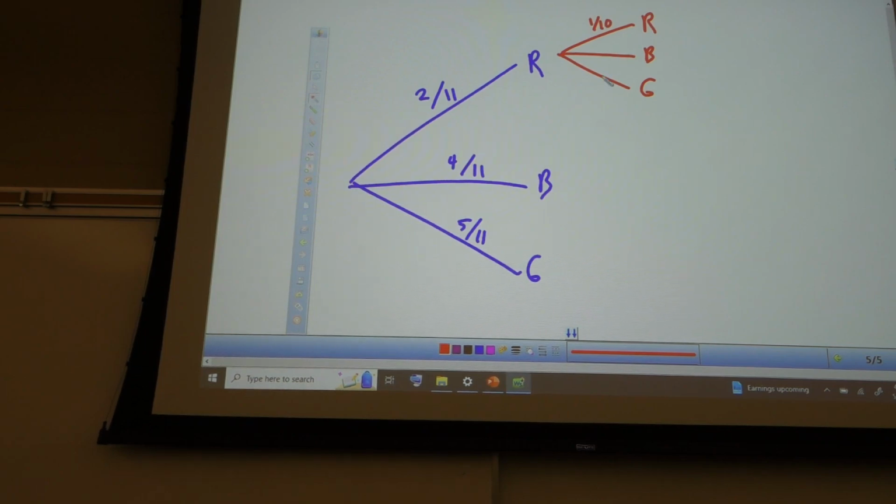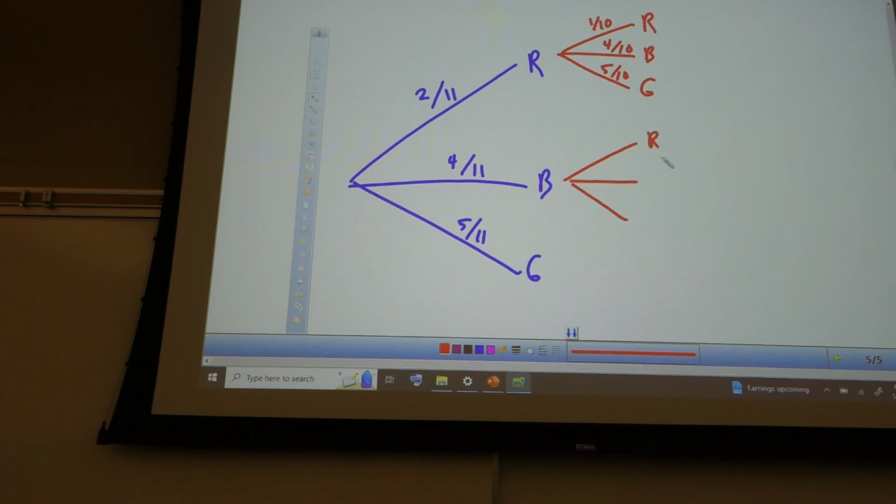Blue, I still have all 4 blue marbles left. So the probability of drawing a blue one is 4 out of 10. And green, if I drew a red one first, I still have all 5 green ones left, so that becomes 5 out of 10. Okay, now what if I didn't draw a red one first? Instead I drew a blue one first.